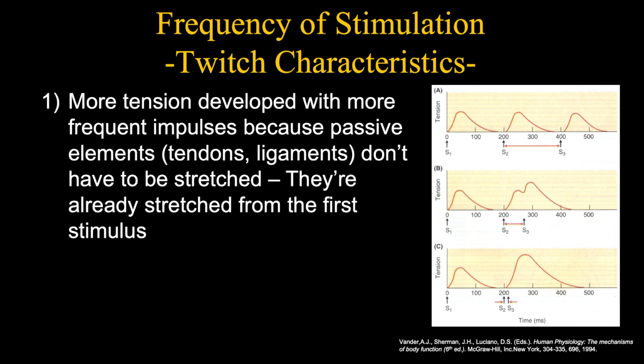With the frequency of stimulation, the more action potentials that you can generate in a given period of time, the greater the force production, as long as the muscle has not relaxed. So in the diagram, what you see in panel B and C is the summation of action potentials to produce a given level of force. When you shorten the time between action potential arrival, you're going to increase force production. One of the reasons for this is that the passive elements, so tendons and ligaments, have already been stretched due to the previous stimulus. So as long as the muscle doesn't completely relax, the arrival of another action potential increases force.